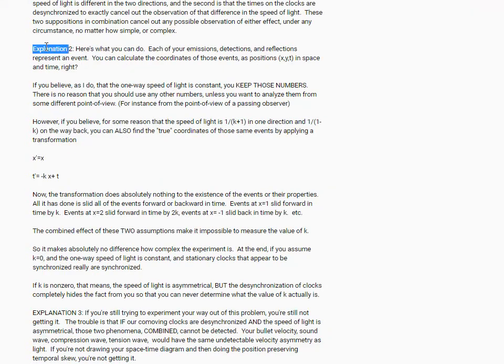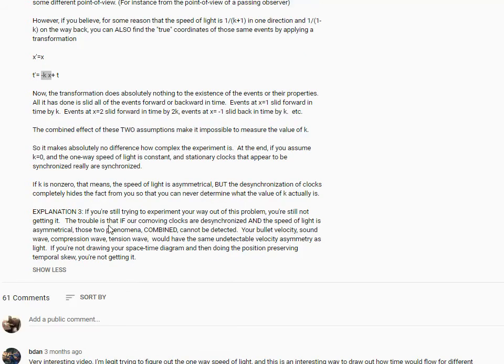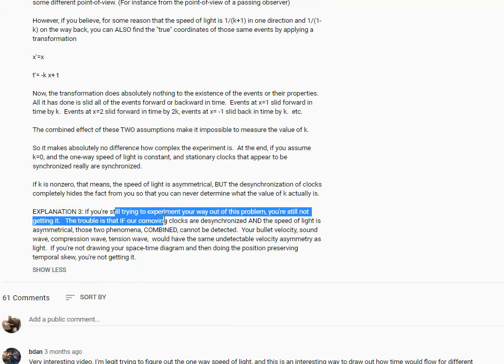Down here under explanation 2, I give the transformation x prime equals x, which is the position preserving, and then t prime equals negative kx plus t. t prime equals t would be time preserving too, but negative kx adds a skew by modifying the time according to position. So if you're still trying to experiment your way out of this problem, you're still not getting it.